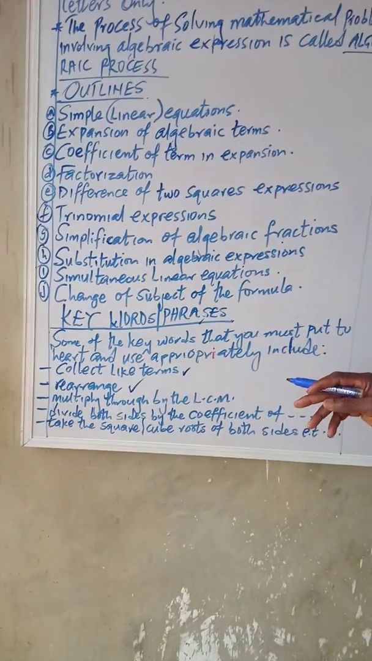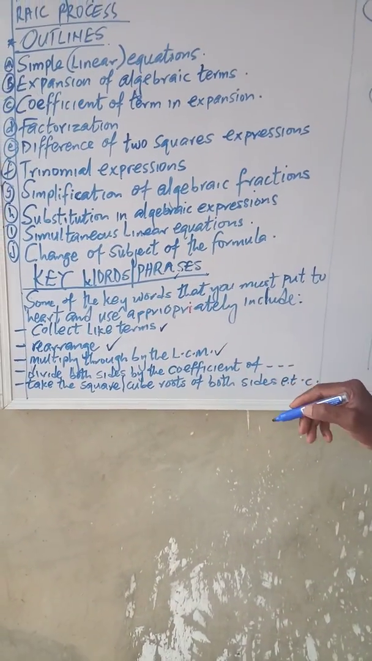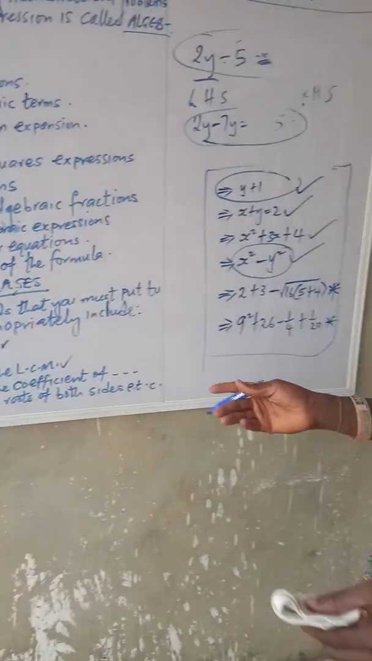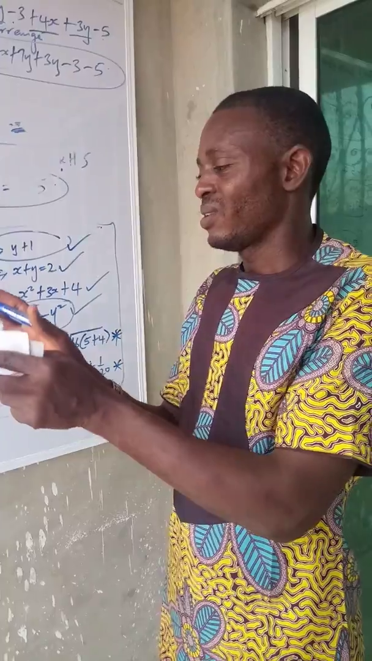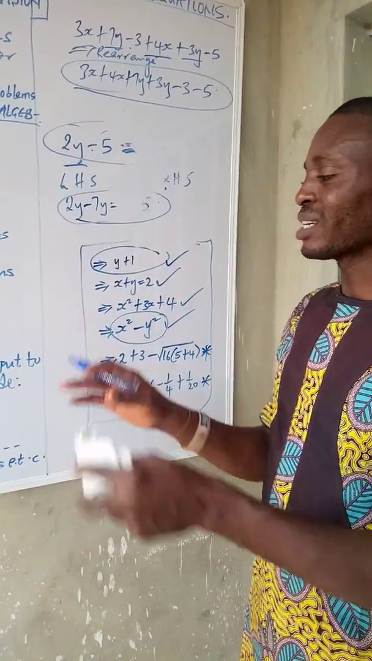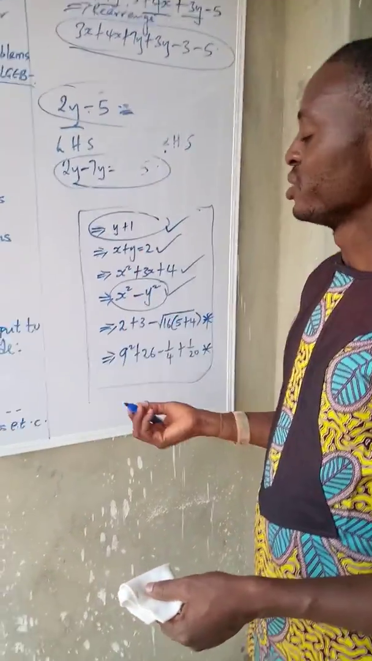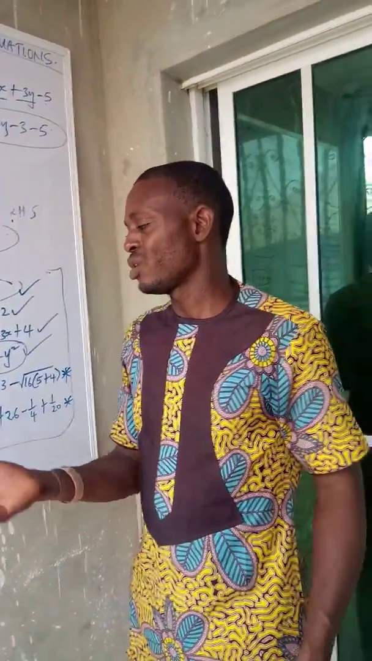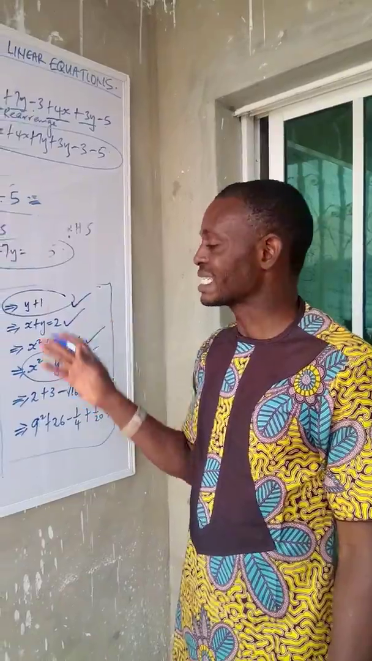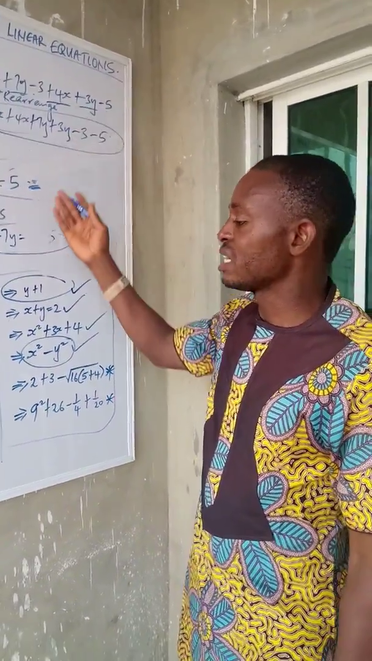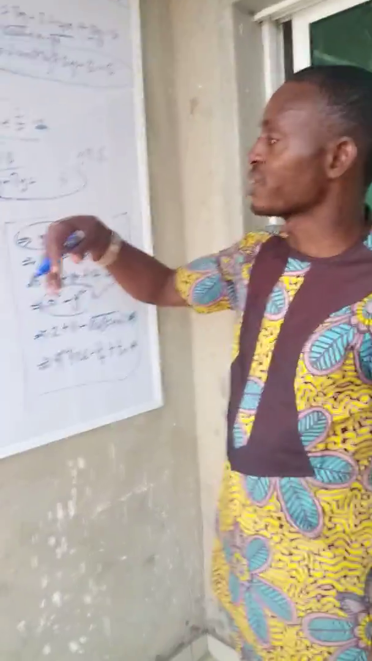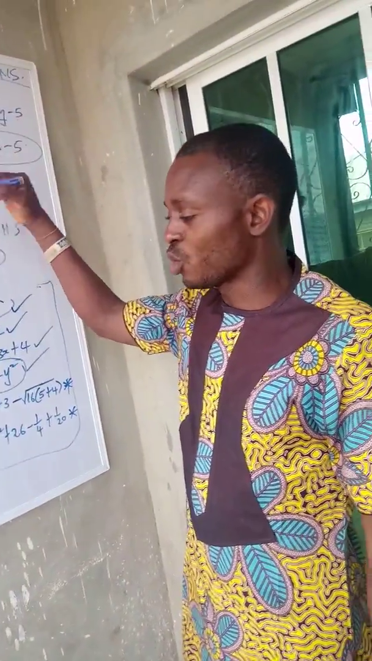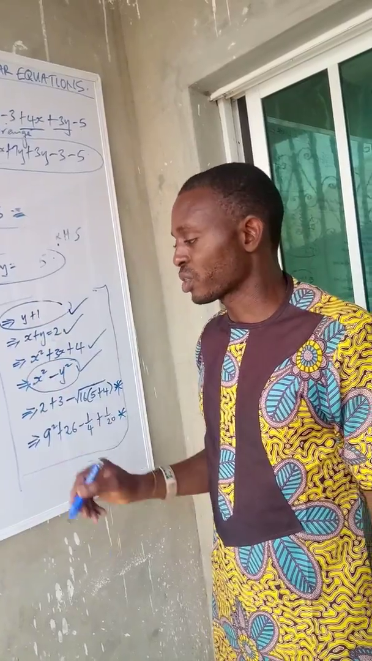Now, the third one will be multiplying through by the LCM. Multiplying through by the LCM means that you have a fractional situation, a fractional expression, and then you multiply through by the LCM of the denominators of all those fractions, no matter the sign that may be coming in between, be it positive sign, negative sign, or equal to, and so on and so forth.